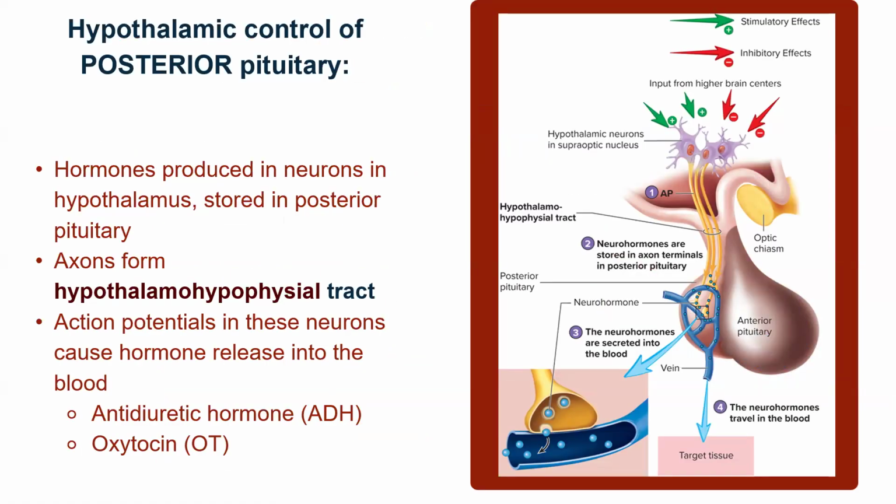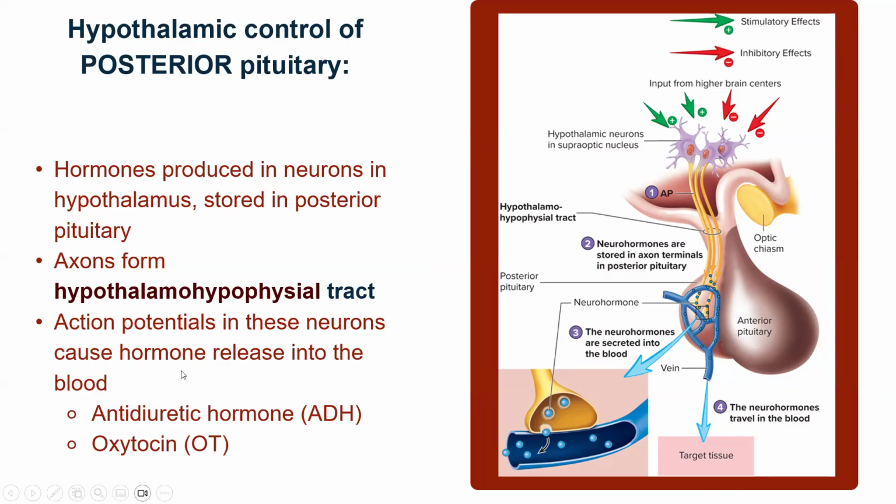In terms of the posterior pituitary, these hormones are made by neurons within the hypothalamus. The posterior pituitary is really just our storage center. Axons run from the hypothalamus to the posterior pituitary, and the action potentials cause the release of hormones into the blood. That's partly why we call it the neurohypophysis, because it's being stimulated by neurons. The adenohypophysis, the anterior pituitary, is being stimulated or inhibited by actual hormones from the hypothalamus.